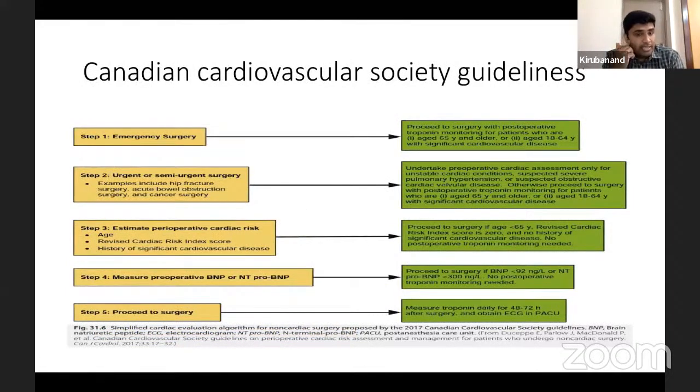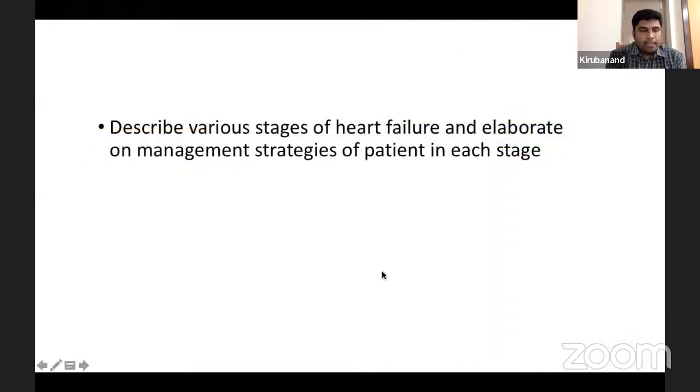Another grading approach says that instead of functional capacity, we can use biomarkers also. BNP and N-terminal pro-BNP have an important predictive role, especially in a cardiac patient. If NT-proBNP is more than 300, it indicates a high risk of adverse cardiac outcome in a patient. Okay. Since our patient is also a heart failure patient, can you say what is the recent update in stages of heart failure and elaborate management strategies for patients in each stage?